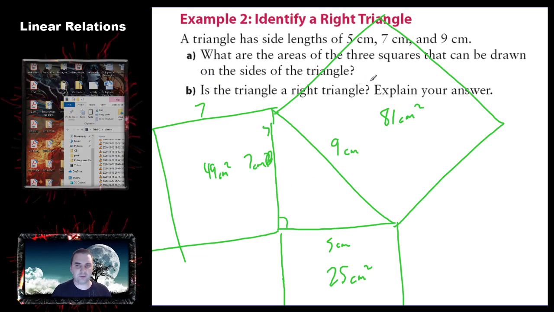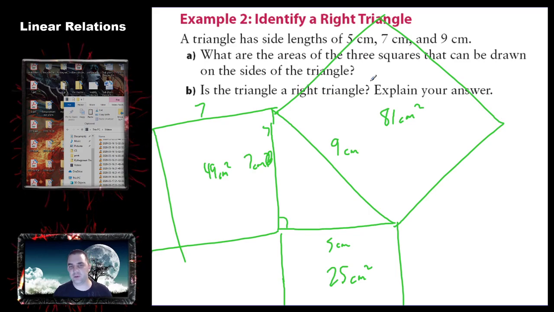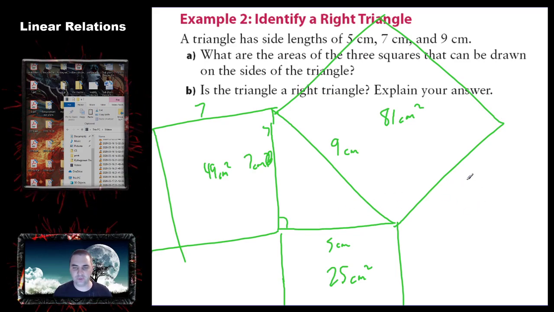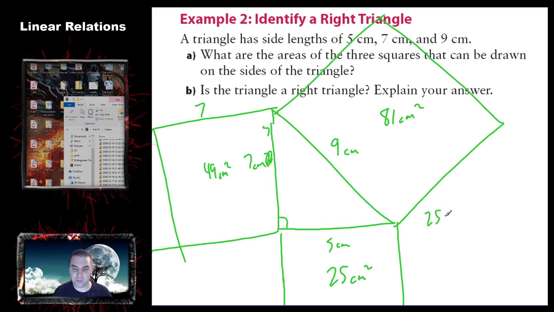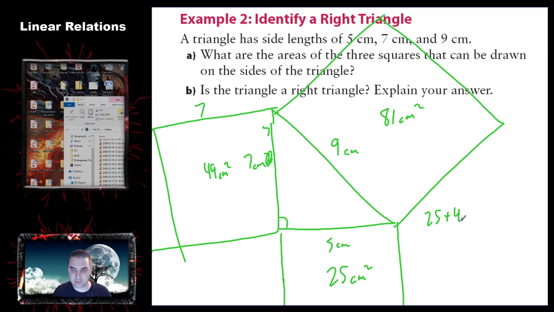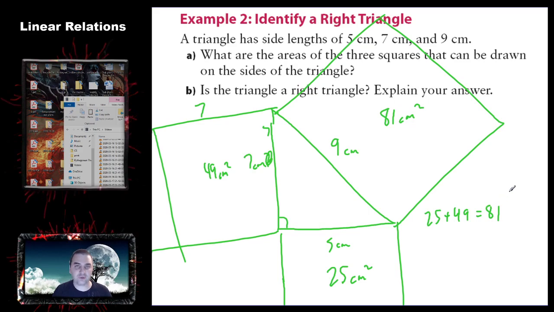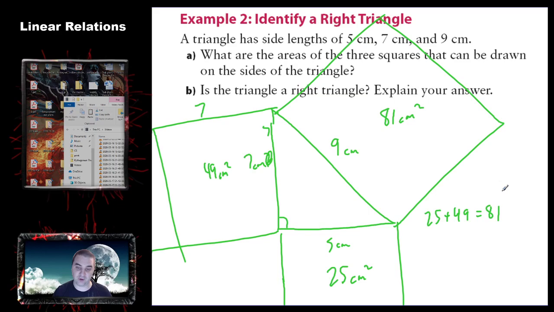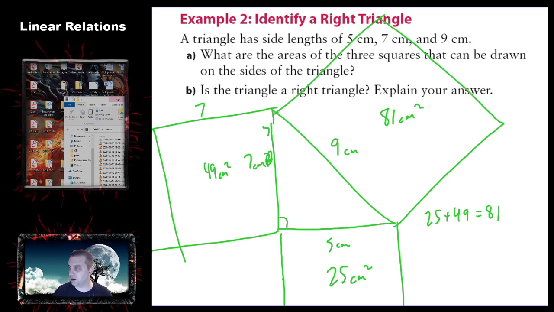Is the triangle a right triangle? Now, to answer that question, I have to use the Pythagorean theorem, and to do so, I'm going to remember that the sum of the two smaller squares, so 25 plus 49, should equal 81. So if this is true, then it is a right triangle. If it's not true, it's not a right triangle. So let's take a look.